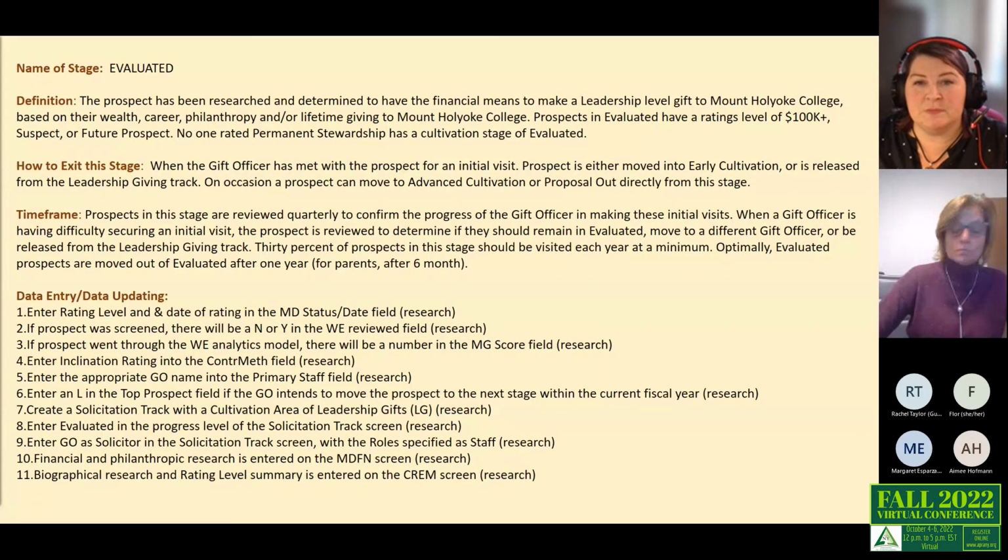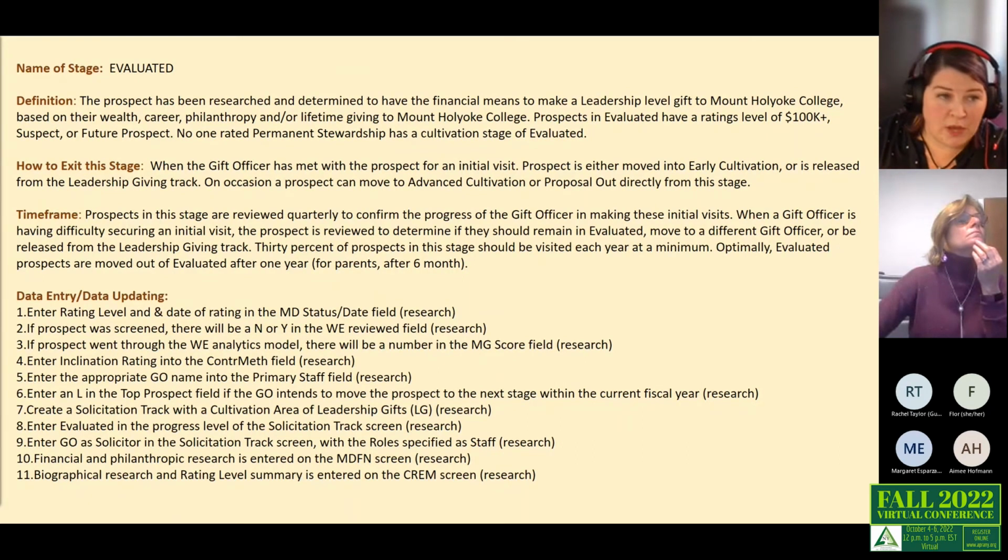And I know this is going to be small for you to see. You're going to get copies of these. And if you're on a laptop trying to squint at this, I'm sorry. But I wanted to give you a sample of what defining your cultivation stages looks like. This is exactly the definition I wrote years ago when I worked at Mount Holyoke College. They had a stage called evaluated. I think most people think of that as the first stage. Some of us call it identify, some of us call it qualification, whatever you call it. It's the first stage in their cycle.